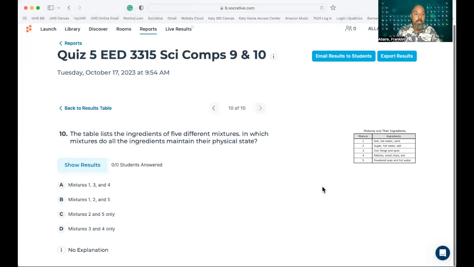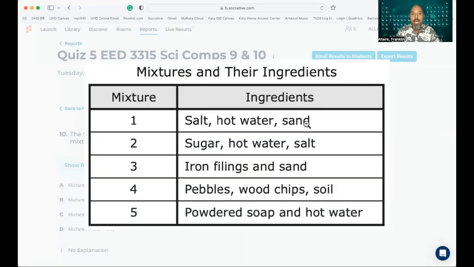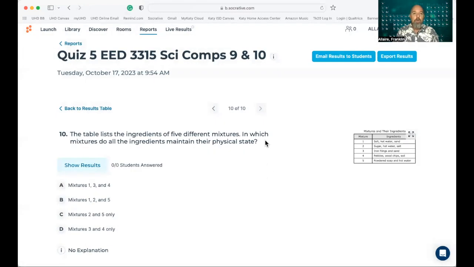And number 10, this table lists ingredients of 5 different mixtures. So here we see mixture 1 has salt, hot water, and sand. Mixture 2 has sugar, hot water, and salt. Mixture 3 has iron filings and sand. Mixture 4 has pebbles, wood chips, and soil. And number 5 has powdered soap and hot water. And so in which mixtures do all of the ingredients maintain their physical state?